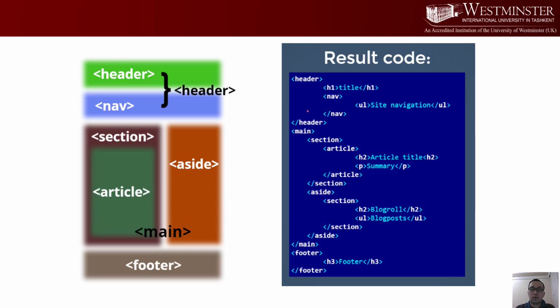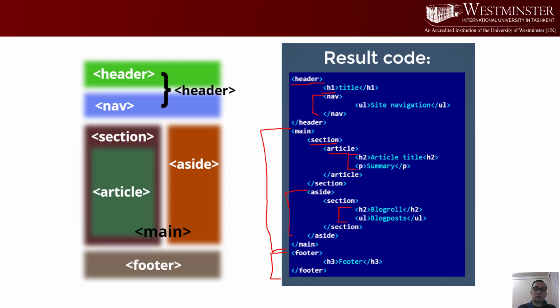So what we have right over here is the header tag, and the header tag contains h1 and some navigation. And after my header tag is closed, what I have is the main section. In the main section, I have a section that contains an article. The article consists of h2 and a paragraph. After the article is finished, my section is finished as well, and I have an aside tag. In the aside tag, I have a section that consists of a heading and an unordered list. And overall, after section, aside, and main are closed, I have some footer.